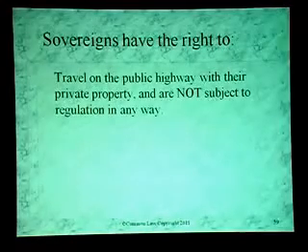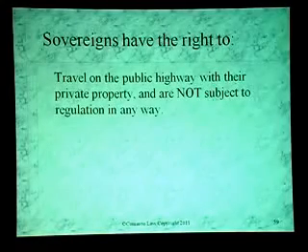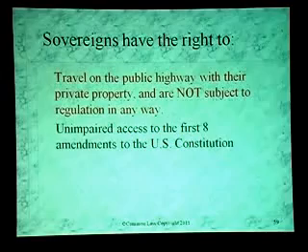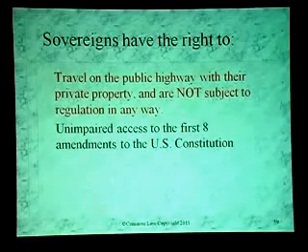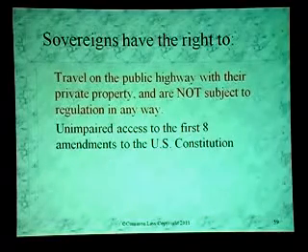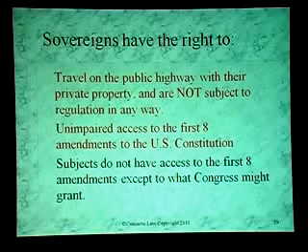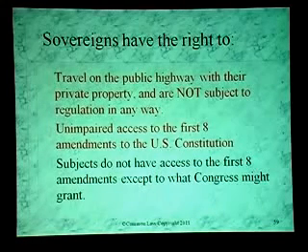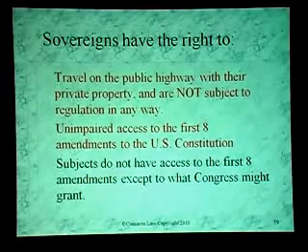Sovereigns have the right to travel on the public highway with their private property and are not subject to regulation in any way. Sovereigns have unimpaired access to the first 8 amendments to the Constitution. Subjects do not have access to the first 8 amendments except what Congress might grant, or the state.